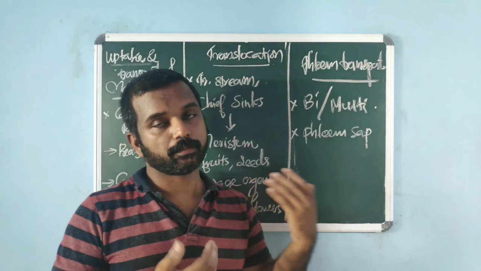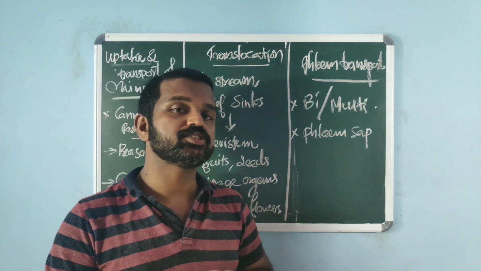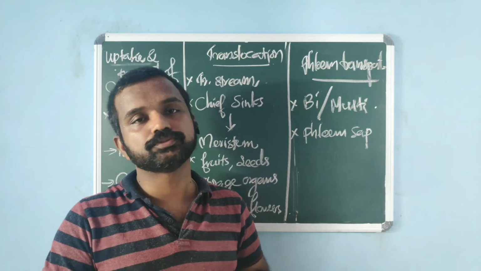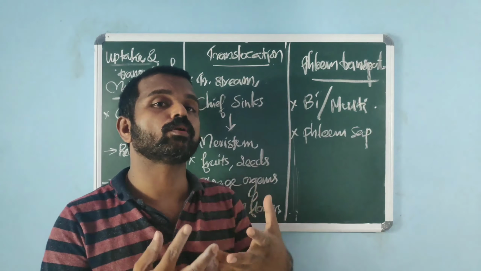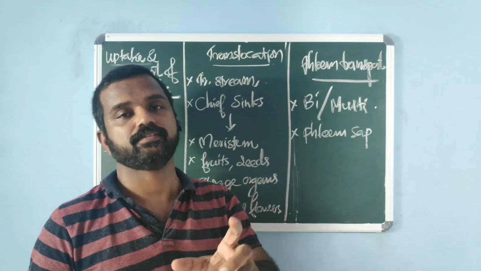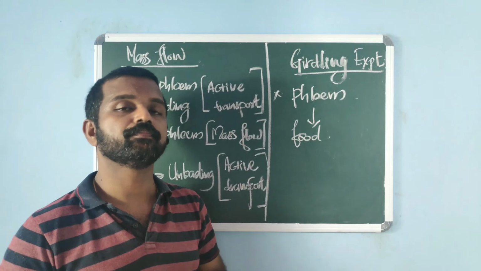Next, about phloem transport. Phloem transport is either bidirectional or multidirectional. And phloem sap consists mainly of water and sucrose. Along with this, other forms of sugars, amino acids and hormones can also be seen. Mass flow hypothesis or pressure flow hypothesis.